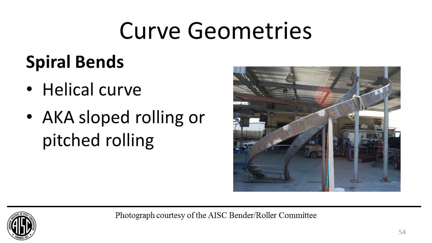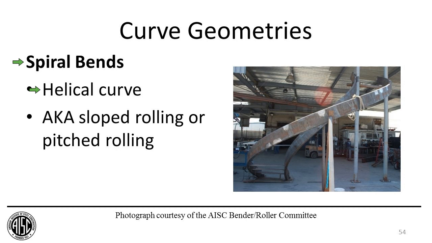Okay, and the last one we're going to talk about are the spiral bends. And I think everybody knows what a spiral bend is. A spiral stair is typically what these are used for. And if you're interested, look up the strict definitions of spiral and helical curves, but one's a two-dimensional curve and one's a three-dimensional.